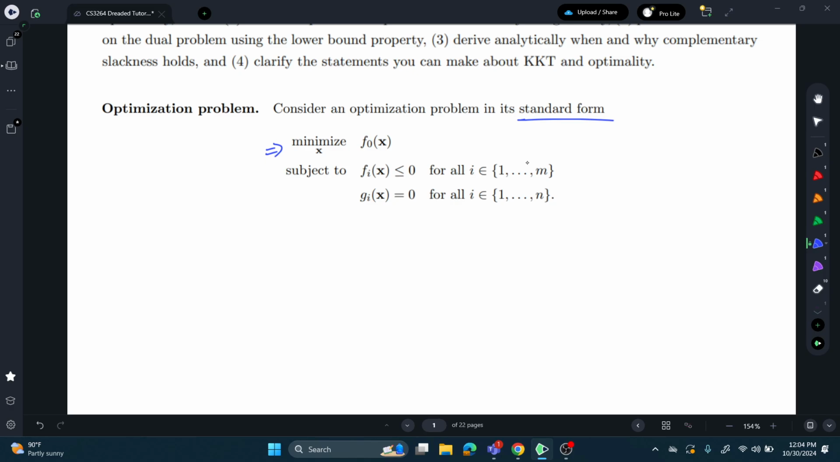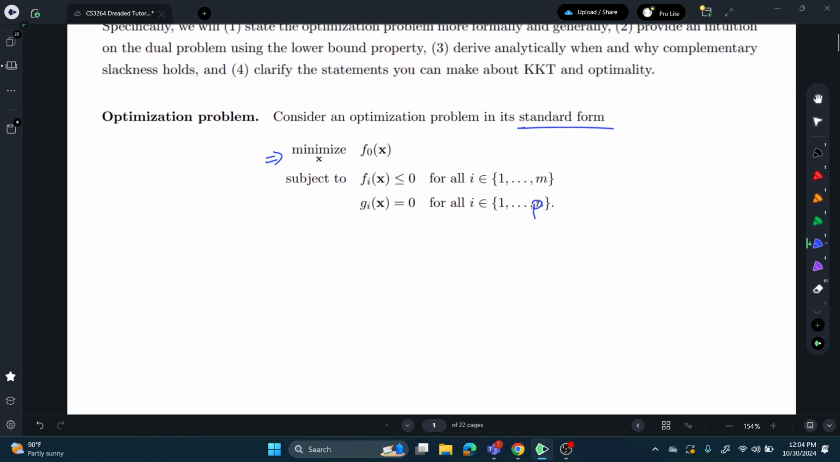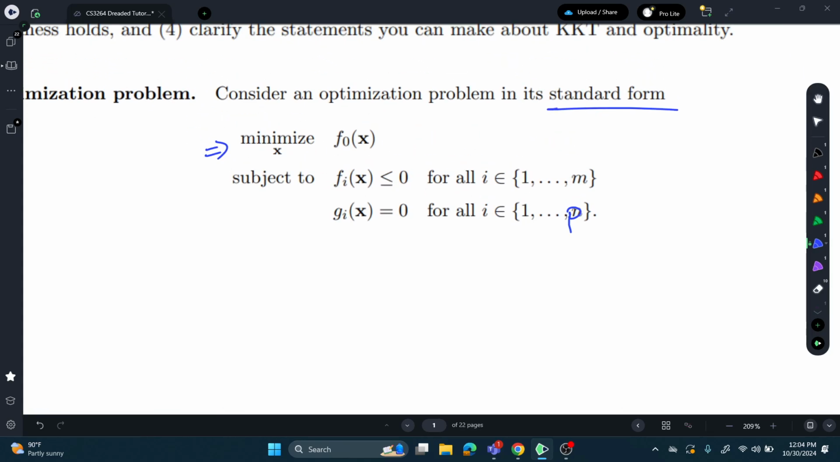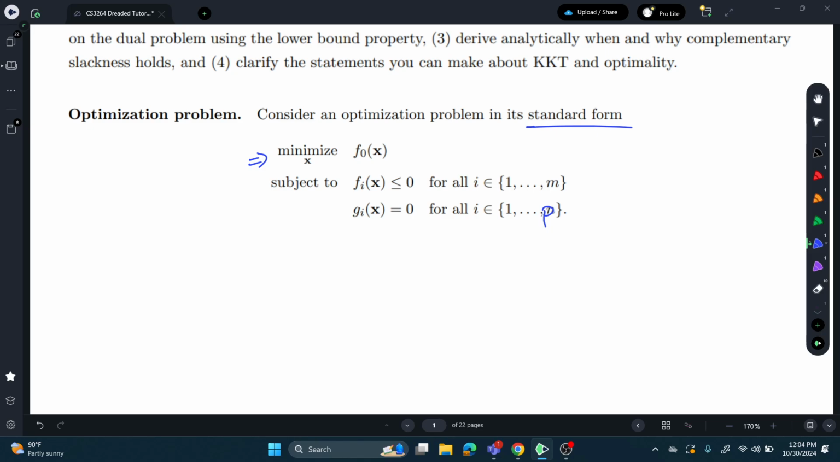For the purpose of this tutorial, since we are using a lot of n values, I'm going to do a slight notation change. Let me denote p as how many equality constraints are present. Just a slight notation change for my tutorial today, otherwise there will be too many n's. I don't want to confuse you with so many n. So this is the optimization problem in the standard form.